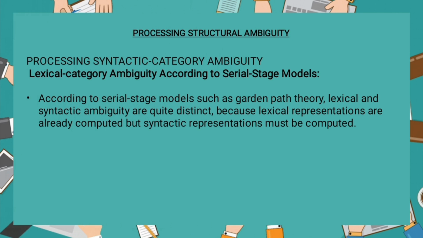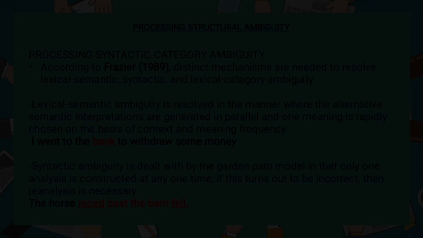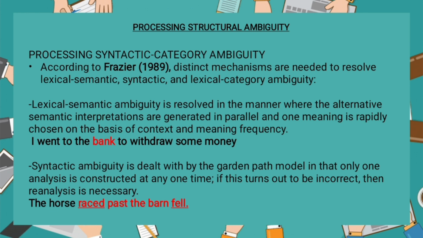Processing syntactic category ambiguity. Lexical category ambiguity according to serial stage models. According to serial stage models such as garden path theory, lexical and syntactic ambiguity are quite distinct, because lexical representations are already computed, but syntactic representations must be computed. According to Frazier, distinct mechanisms are needed to resolve lexical semantic, syntactic, and lexical category ambiguity. Lexical semantic ambiguity is resolved in the manner where the alternative semantic interpretations are generated in parallel and one meaning is rapidly chosen on the basis of context and meaning frequency.